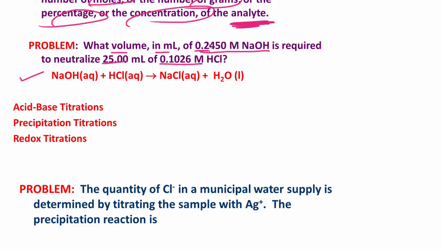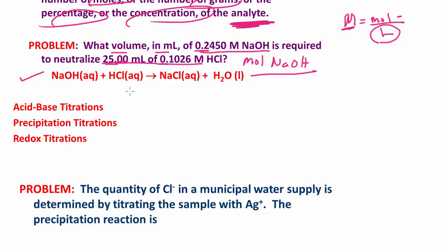Another thing we need to remember is the molarity is equal to the moles of solute over the liters of solution. We're going to be using this a lot. Here we're asked how much of this 0.245 molar sodium hydroxide is required to neutralize 25 milliliters of 0.1026 molar hydrochloric acid. What we need to do is find the moles of sodium hydroxide. Once we do that, we can use its molarity and the moles to find the volume. First thing I'm going to do is determine the number of moles of hydrochloric acid.